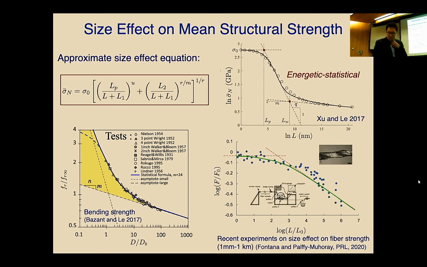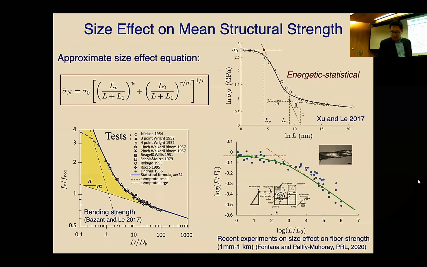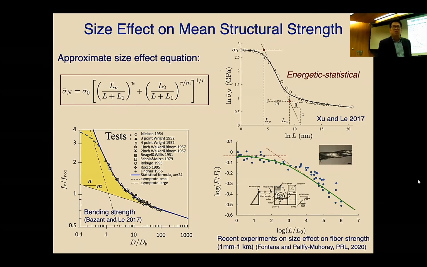Until this summer, we found test data by physicists on fibers. What they did is a remarkable size effect test on fibers. They tested the fiber from 1 millimeter to 1 kilometer, a 10 to the power 6, 1 million size range. And then they plotted this. This data point is what they have. You can see that remarkably this matches the first part of the curve, not this part, the first part.